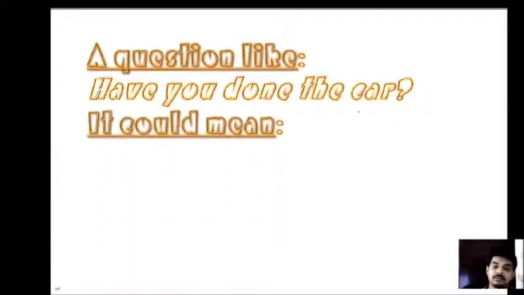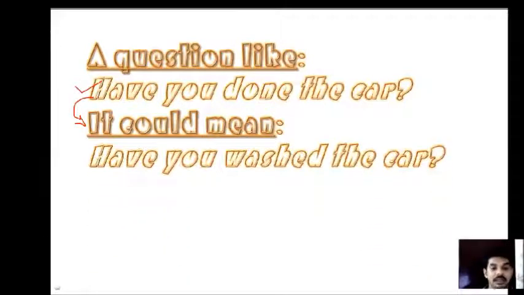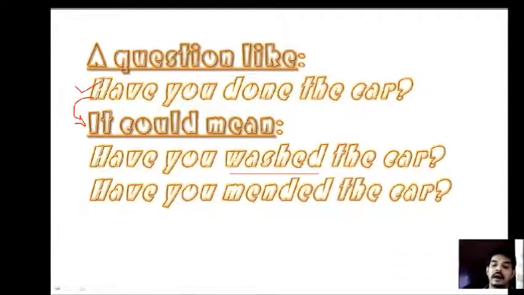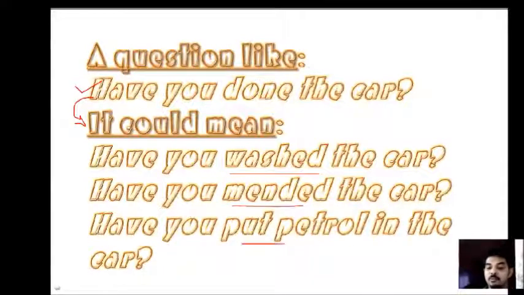So there we have another, a question like, have you done the car? This could mean what? It could mean, have you washed the car? Have you mended the car? Have you put petrol in the car? So when we are with such sentences, they may mean so many different things. Have you done the car? And here, this have is not delexical. Just remember this. So that's how we can learn so many things about delexical verbs by remembering them.